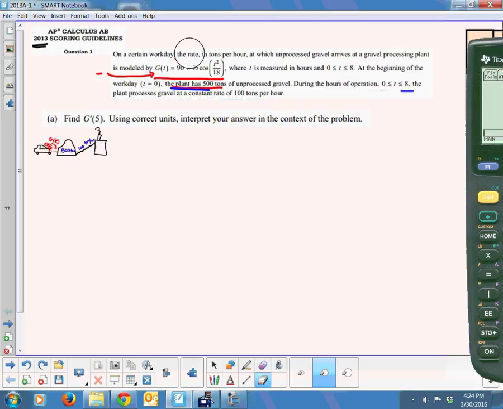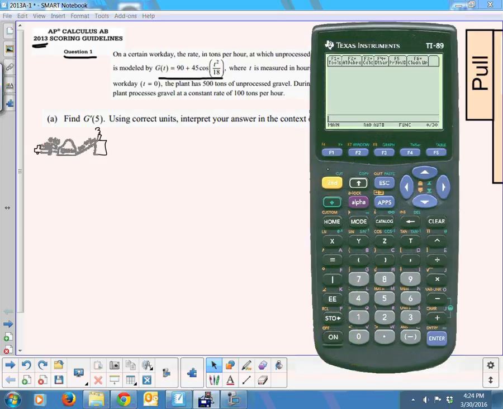If you're a smart cookie, then as soon as you saw it was a question 1, you realized, oh gosh, this is calculator active. So I'm going to grab my TI-89, and you're going to type this equation into y1. So you go y equals, and we type it in. It's 90 plus 45 times cosine of x squared divided by 18. Enter. Okay, so we've got that thing there.